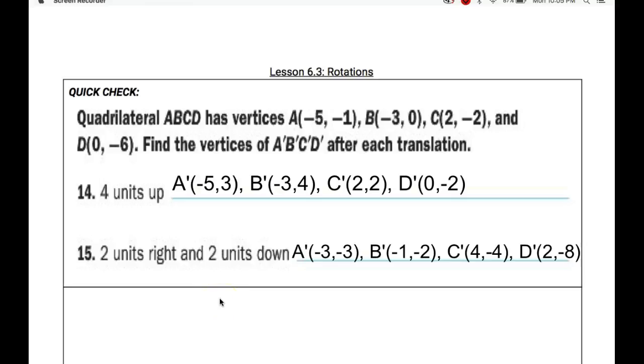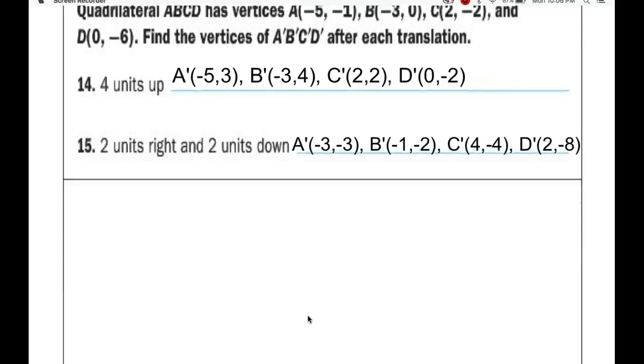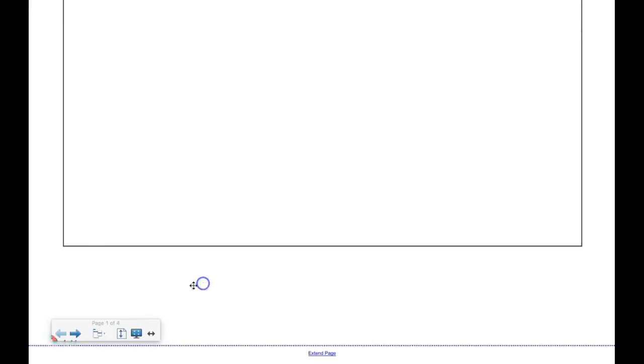So remember that you can accomplish translations by adding or subtracting to the x or y coordinates. So 4 units up, we should be adding 4 to the y. So that gives you negative 5, 3, negative 3, 4, 2, 2, and 0, negative 2. For number 15, 2 units right and 2 units down, that means add 2 to the x and subtract 2 from the y. So that gives me negative 3, negative 3, negative 1, negative 2, 4, negative 4, and 2, negative 8. Okay, go back and check any of those if you need to. Pause and feel free to do that. Otherwise, we're moving on.